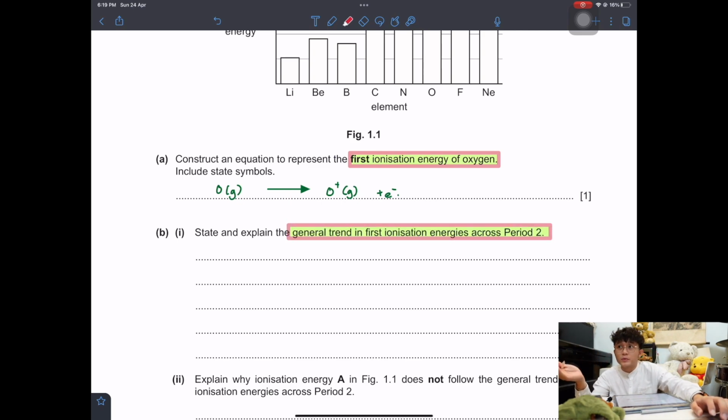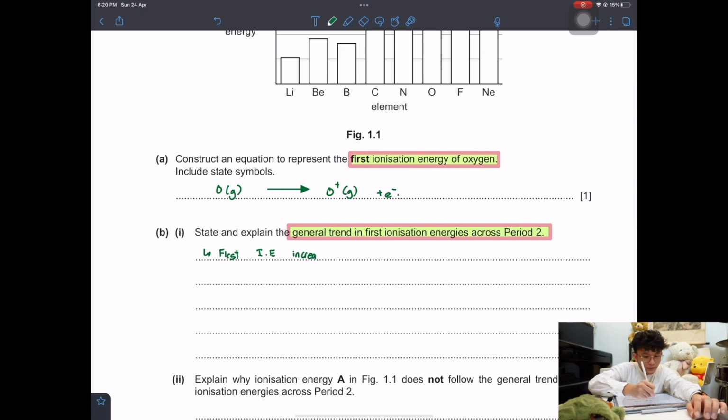Next, state and explain the general trend of first IE across period 2. It's the same as period 3. Remember that going across the period, first IE increases, and going down the group, first IE drops. So I can say that generally first IE increases across the period. I'm just gonna use short form, yeah guys. In the exam, please write everything because I'm lazy.